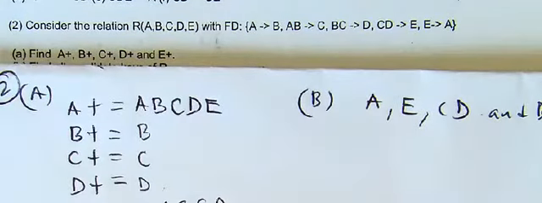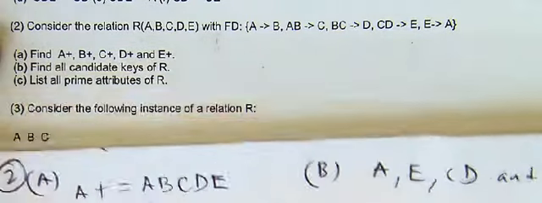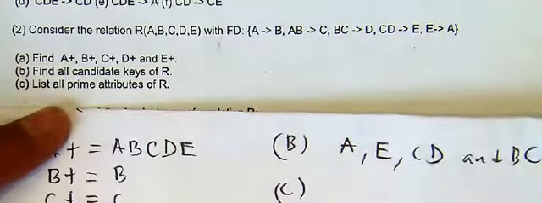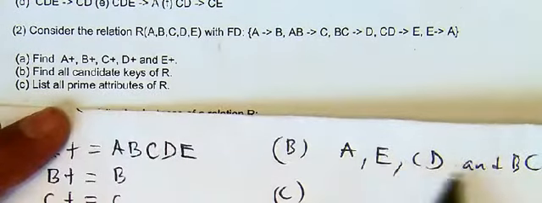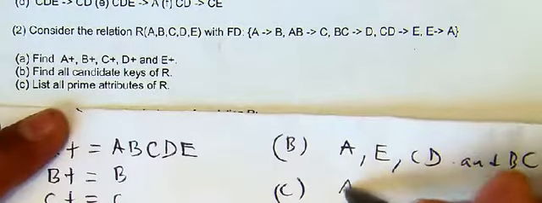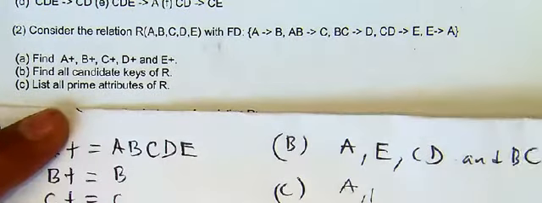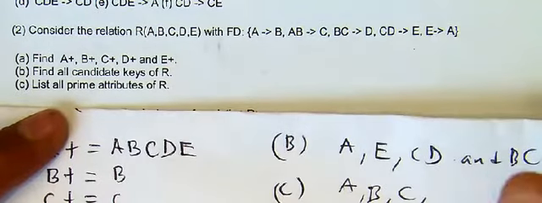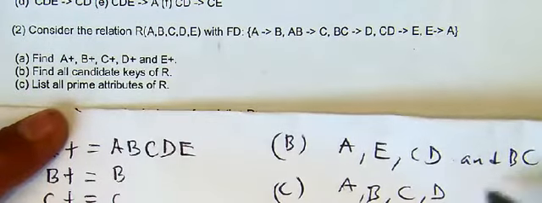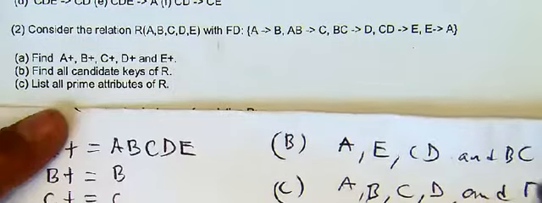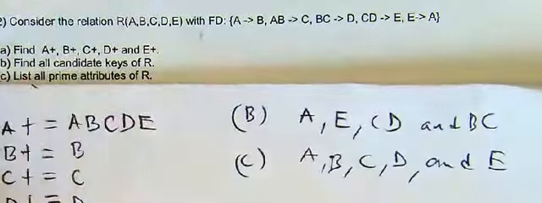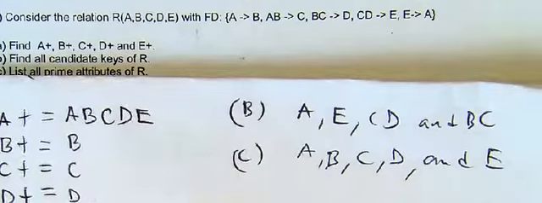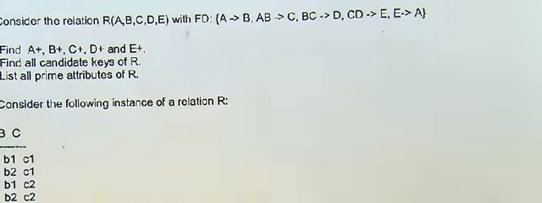And then that's it. Now, the last question is list all prime attributes. So the prime attributes will be the elements of the keys that are keys. So for example, the A, the B, the C, the D, and E, because they are all part of the key. Okay, so we're done with question number 2. Let's now work on question number 3.